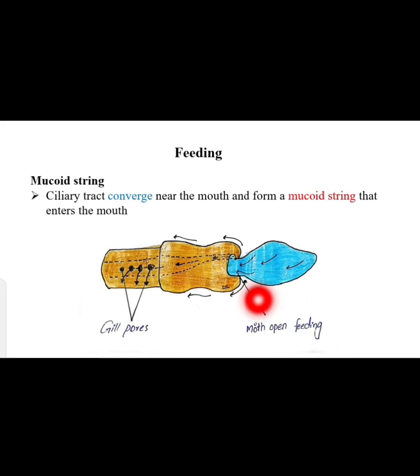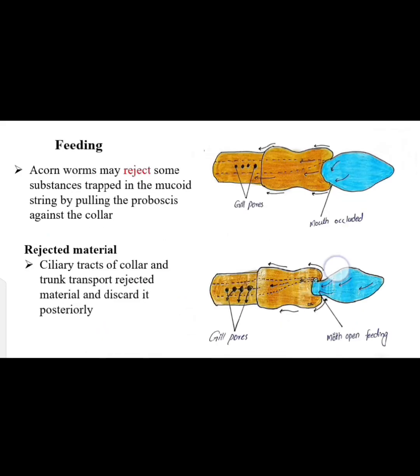Ciliary tracts converge near the mouth and form a mucoid string that enters the mouth. Acorn worms may reject some substances trapped in the mucoid string by pulling the proboscis against the collar. Ciliary tracts of the collar and trunk transport rejected material and discard it posteriorly.